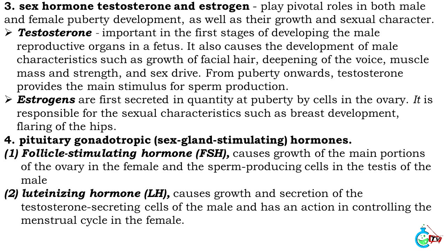4. Pituitary gonadotropic, sex gland stimulating, hormones. Follicle stimulating hormone, FSH, causes growth of the main portions of the ovary in the female and the sperm-producing cells in the testis of the male. Luteinizing hormone, LH, causes growth and secretion of the testosterone-secreting cells of the male and has an action in controlling the menstrual cycle in the female.